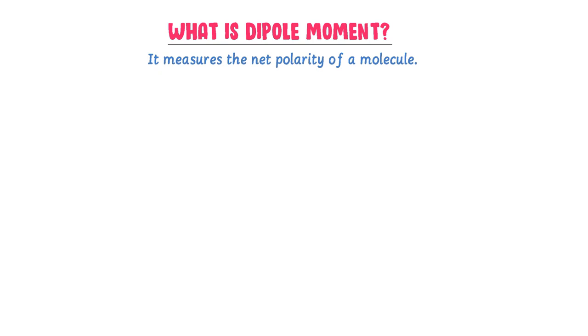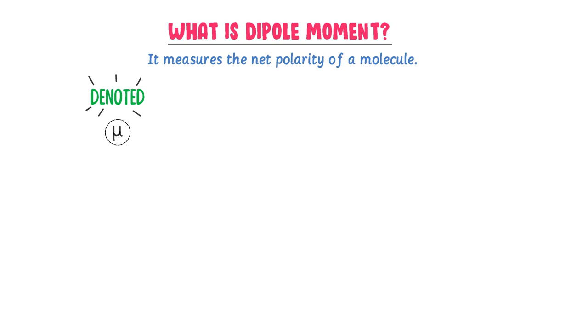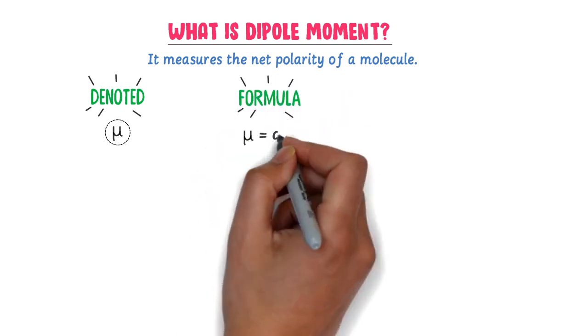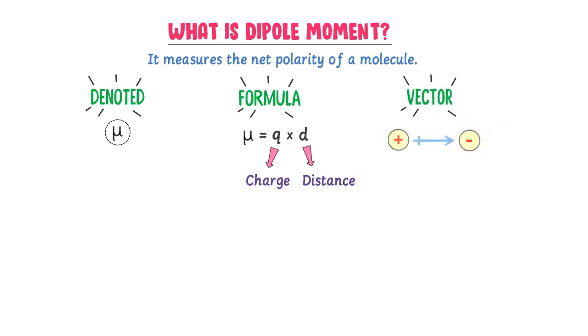Note it down that dipole moment is denoted by the Greek letter mu. Its formula is mu equal to Q into D, where Q is the charge on an atom and D is the distance between atoms. Also remember that dipole moment is a vector quantity. Its direction is always from positive charge to negative charge, or we can say from the less electronegative atom towards the more electronegative atom.